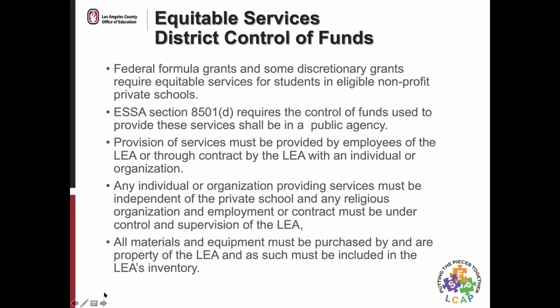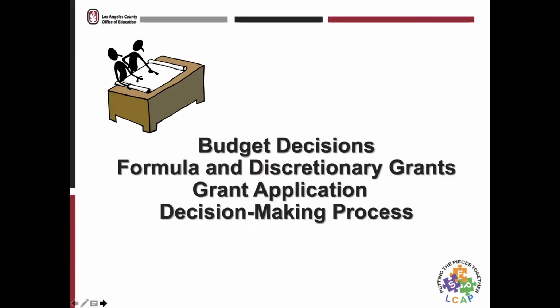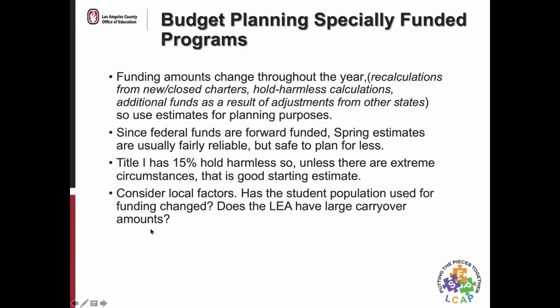All right, let's do. We are over time, but those of you who are still with us, we're going to finish up real quick. I just want to quickly touch on two types of grants: formula and discretionary grants, and how to make decisions based on that.